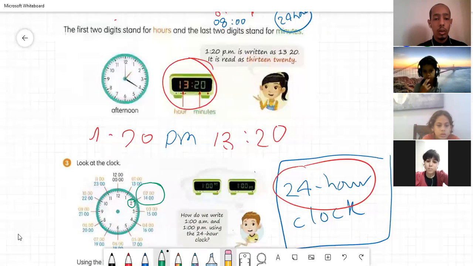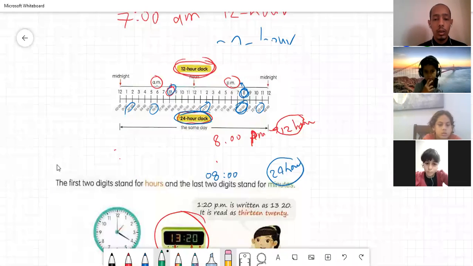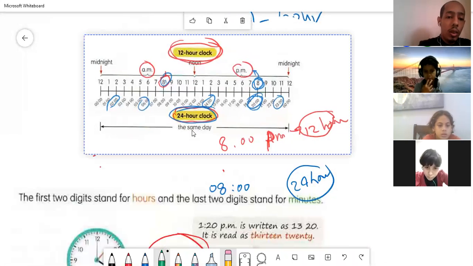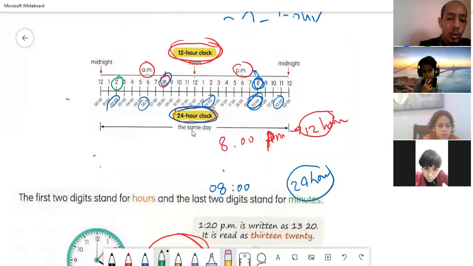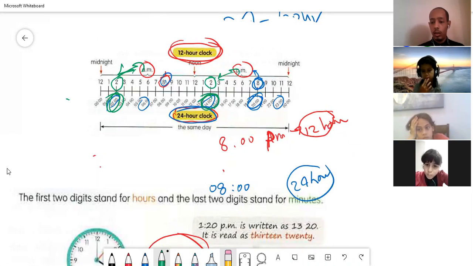Let's go back to the timeline. Look here. With the 2, it could be 2 or it could be what? 14. So if it is 2 a.m., we say it is 2. If it is 2 p.m., we say it is 14. Okay?